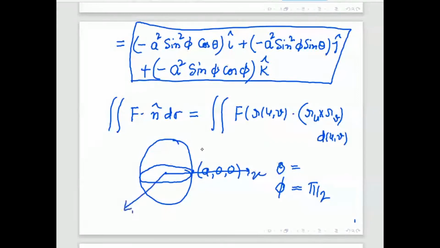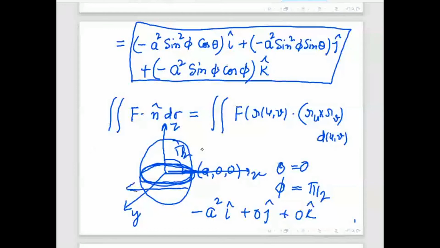Once we put this in the normal, what will come? Theta equal to 0: cos 0 is 1, sin 90 is 1, so it gives minus a square i cap. Here sin 0 is 0, so it gives 0 j cap. And here sin phi cos phi with phi 90, cos 90 is 0, so it gives 0 k cap. So the direction of the normal at this point is in the reverse direction. This side is the positive axis, and the normal is in the reverse direction, this side. But we have to take the opposite direction. That means the normal should be like this, the outward normal.